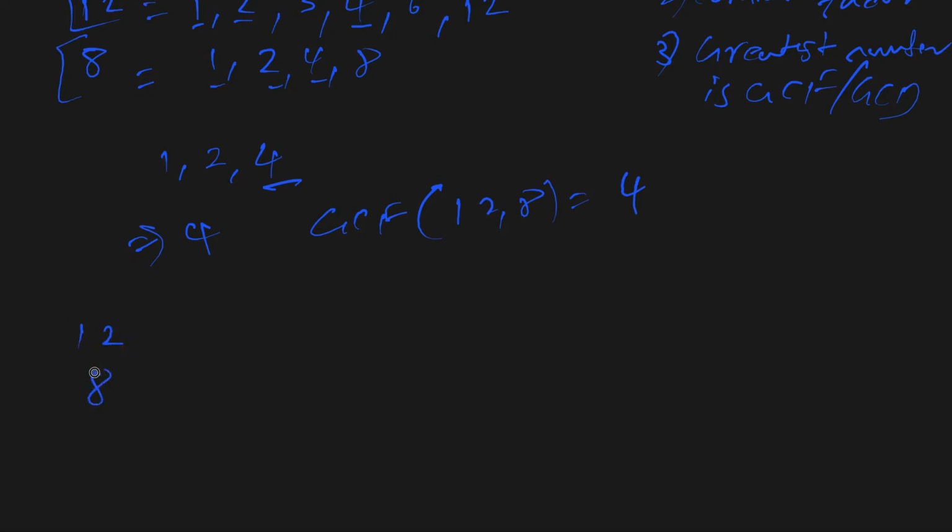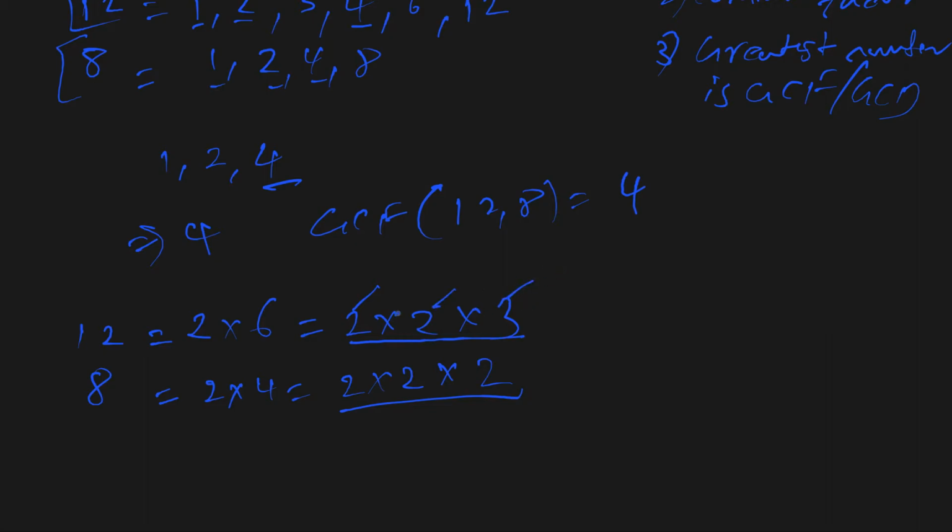So again, 12 and 8. The other way, we can write 12 as 2 times 6, and then 6 can be written as 2 times 3. So 12 is 2 times 2 times 3. 8 can be written as 2 times 4, and it can further be written as 2 times 2 times 2. Now these numbers are all prime numbers. So 2 is a prime, 3 is a prime. And 2 times 2 is 4, 4 times 3 is 12, 2 times 2 is 4, 4 times 2 is 8.